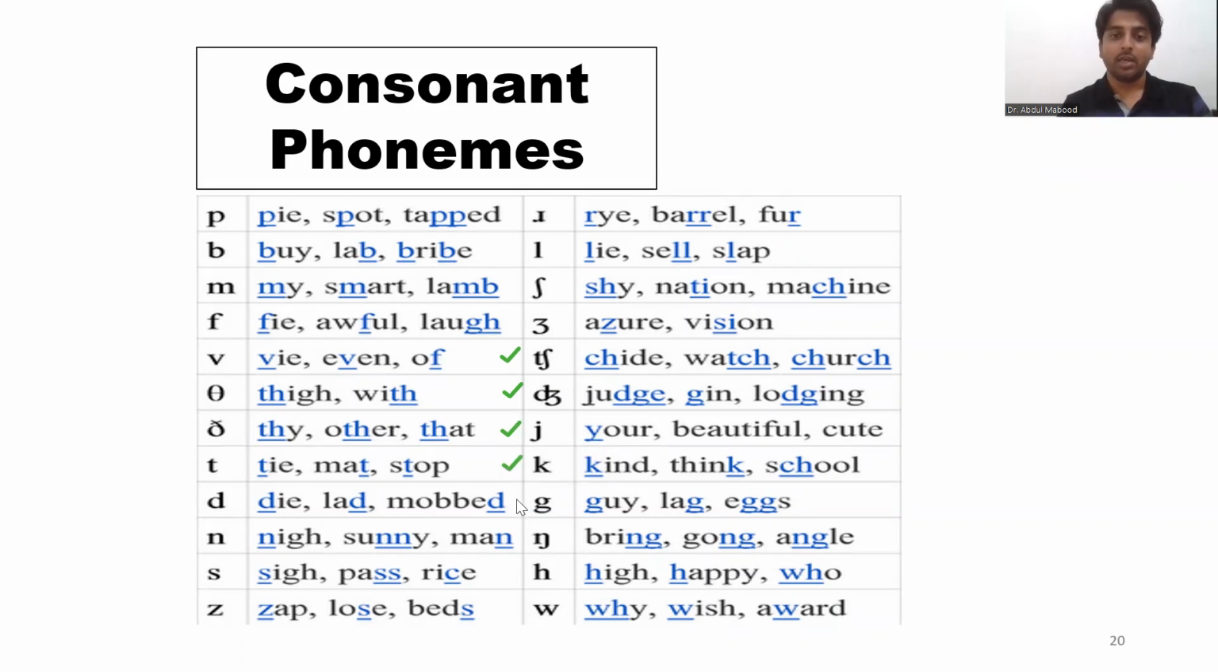Then we have ka sound, ga sound, and then we have a new symbol again. It is called nga, like in the case of gang, gong, bring. Okay. Then we have the ha sound. Then we have the wa sound, right? Wa, why, with, word. Fine. So these are the 24 sounds that exist in phonetics. Fine.